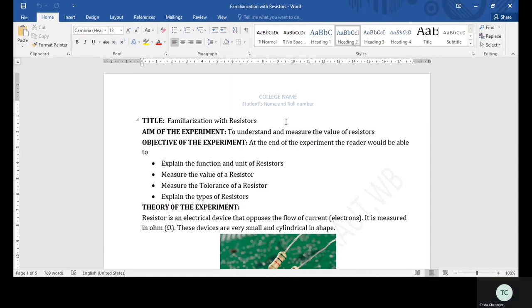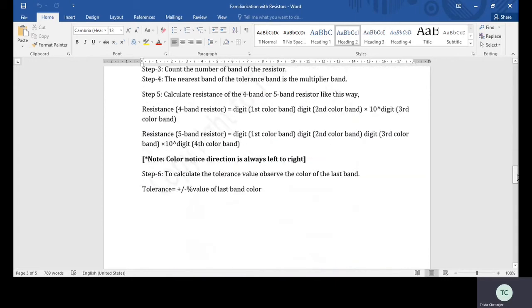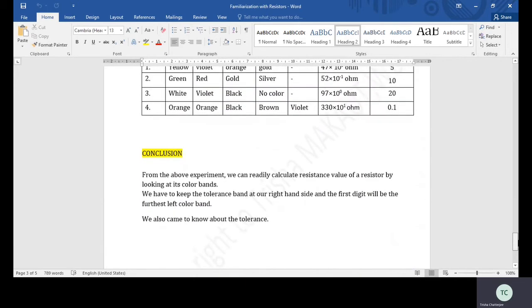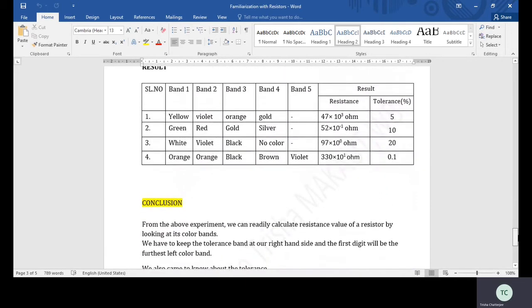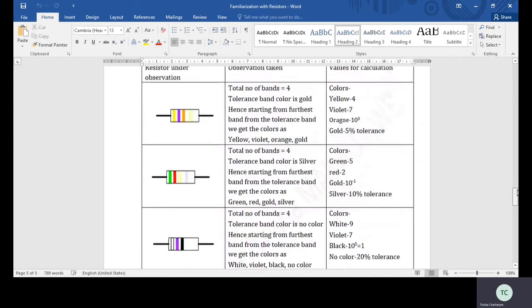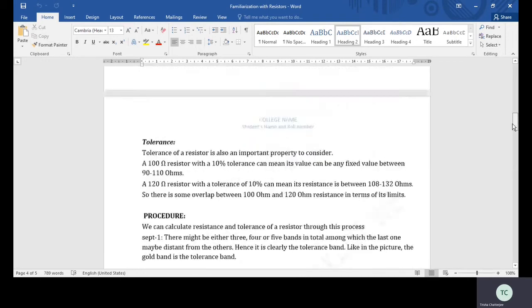So the main parts of a lab copy are the title, aim of the experiment, objective of the experiment, theory of the experiment, then the procedure, and then the observations, then the calculation part, and the result, and the conclusion. Here, the calculation part is considered in the result, also in this observation table, that I'll come to later.